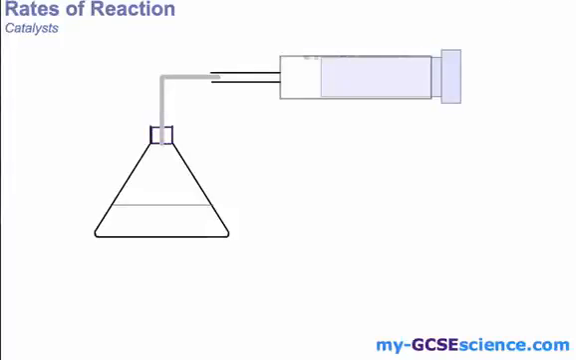We've already looked at how we can adjust certain factors, for example temperature or concentration, in order to change the speed of a chemical reaction, but in this one we're going to look at how we can use catalysts. Now, to start us off, I've got an example here of a liquid in a flask. This is actually something called hydrogen peroxide.